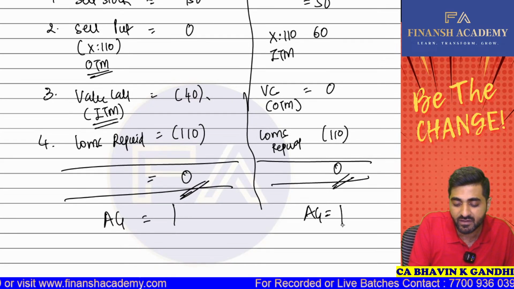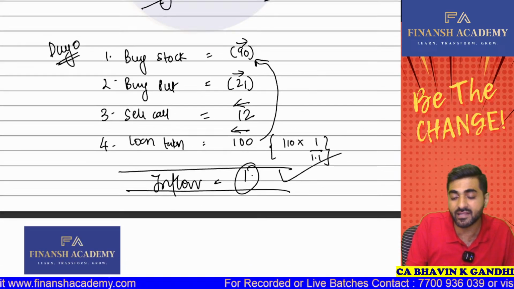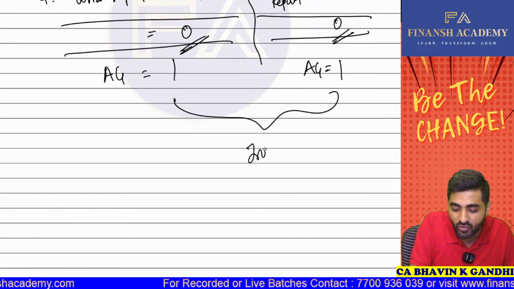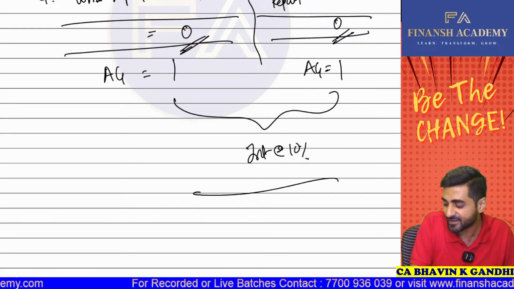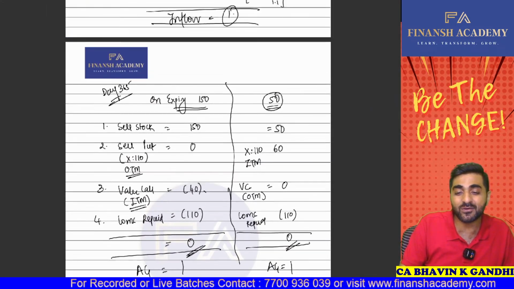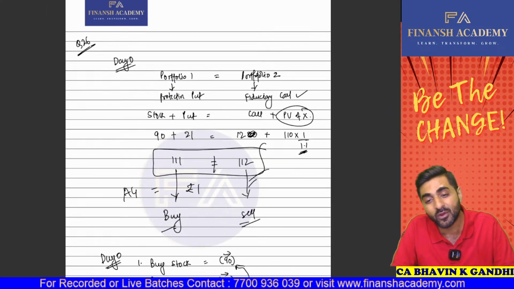So my arbitrage gain will be 1 rupee, which I've earned at my day 0. And of course, because I've earned 1 rupee at day 0, I will also earn interest at the rate of 10% on it. So this will now become 1.1. So this is how, my dear students, we calculate the arbitrage gain in put call parity.